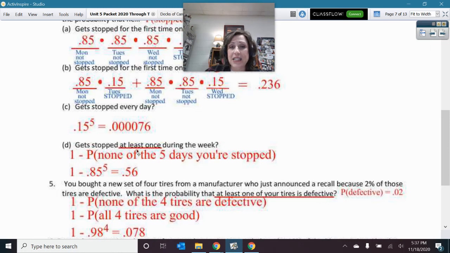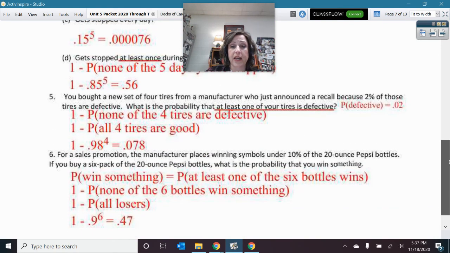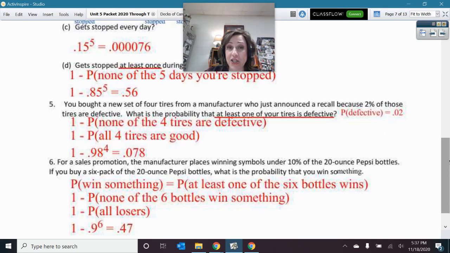All right, get stopped at least once. 1 minus the probability that none of the 5 days you get stopped. So that's 1 minus all 5 days not getting stopped. And then here we go. Here is your tires are defective. 2% of the tires are defective. So what's the probability that at least one of your 4 tires is defective? So that's 1 minus the probability that none of the 4 tires are defective. 1 minus, so that means all the tires are good. All 4 tires are good. So that's 0.98 to the 4th power. And that's how we get that.